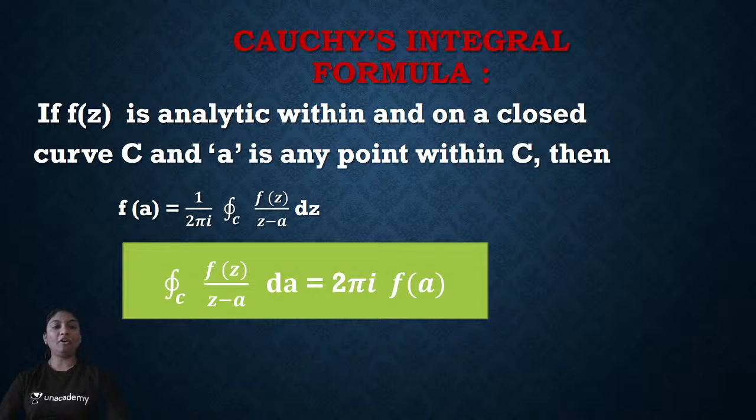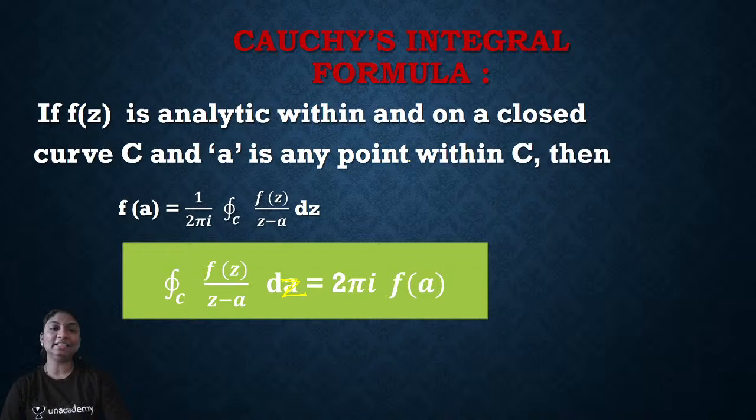Now see, f of z is analytic within and on a closed curve C, and A is any point within C, then we can say f of A is equal to 1 upon 2 pi i times the closed integral over C of f of z upon (z minus A) dz. So here the integral over C of f of z upon (z minus A) dz is equal to 2 pi i times f of A. This is a very important theorem.